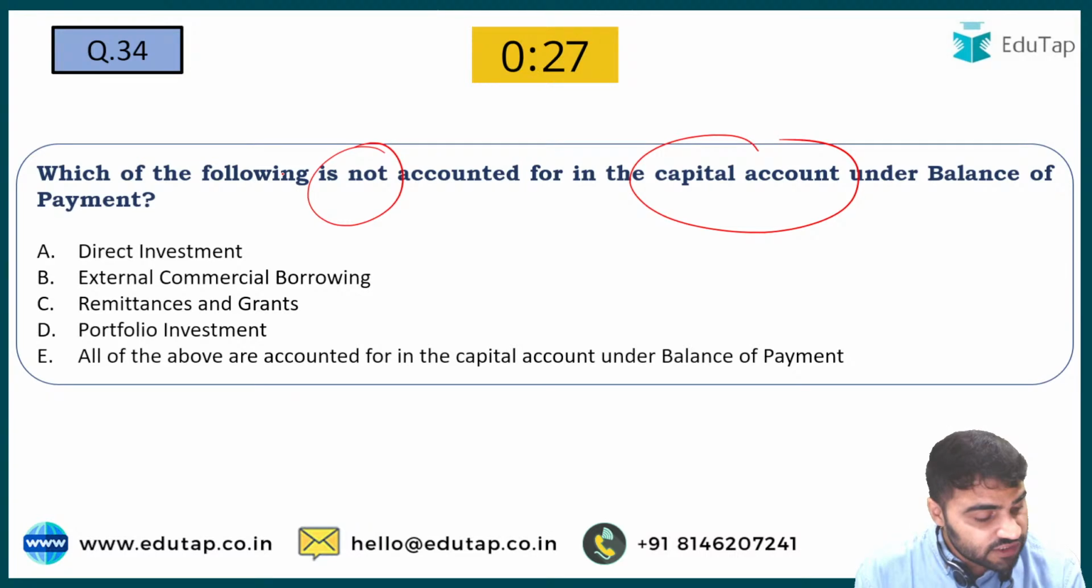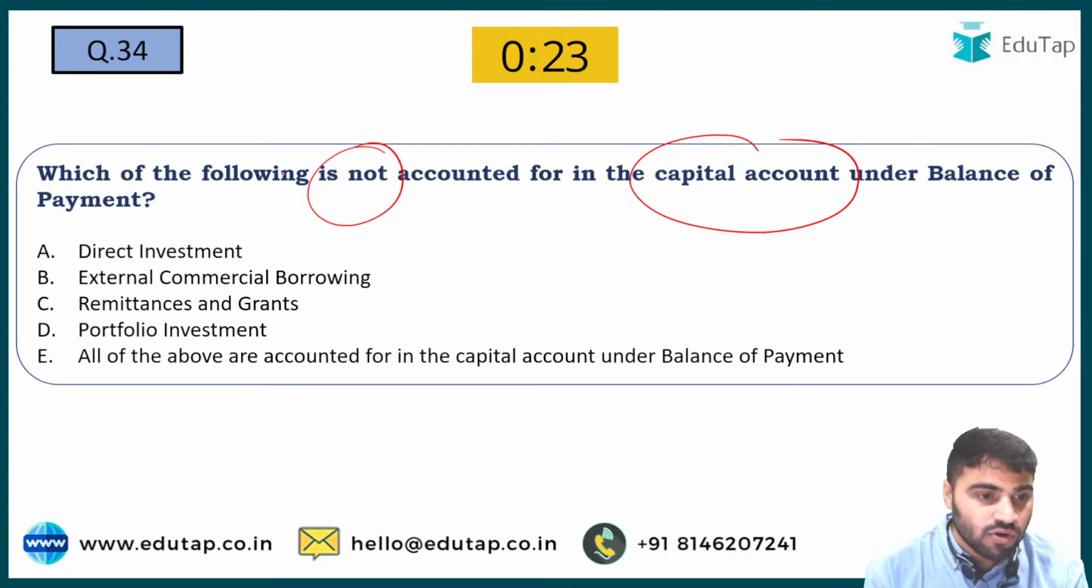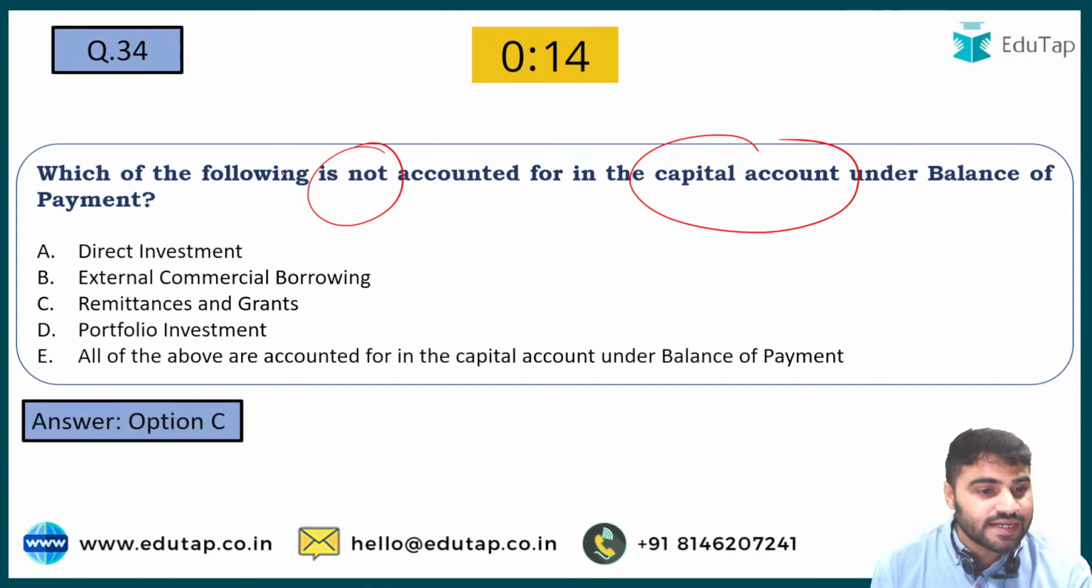Nilesh is saying 34th C, Aditi is saying C, Isha, Jyoti, Nikhil, you all are saying option number C, that is remittances and grants. Okay, so let's see the right answer. The right answer for this question is option number C only, that is remittances and grants.